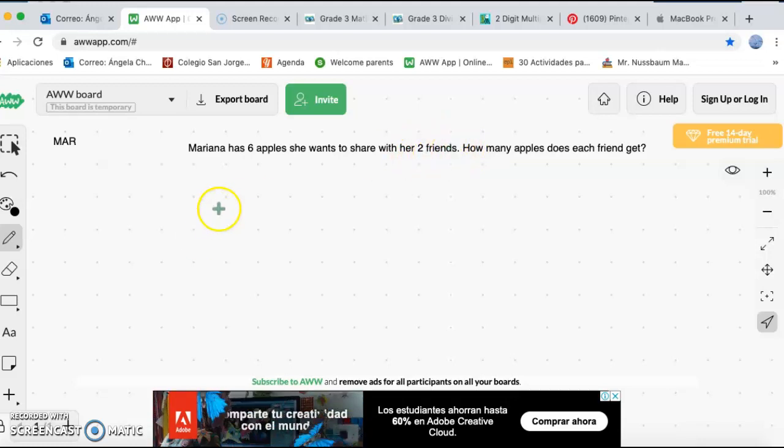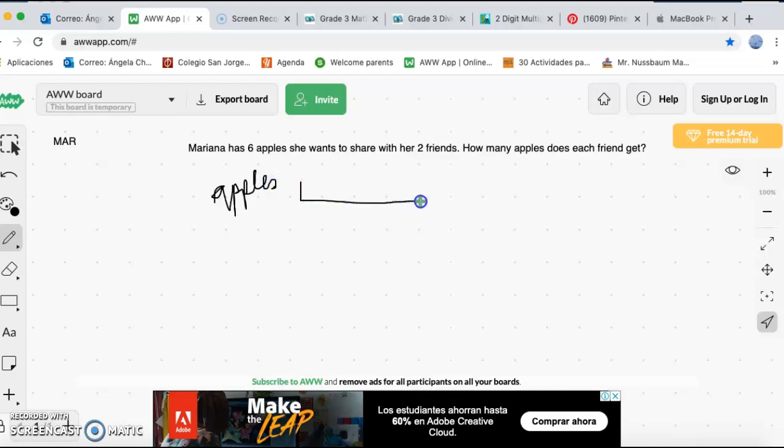So the name of the bar is apples, okay? Remember that all of the bars must have a name. And you always begin the division problem, the division bar, with the total. In this case, the total is 6, right? The total is 6 apples, right? Okay, 6 apples, right? Now you're gonna divide those 6 apples in 2 groups.